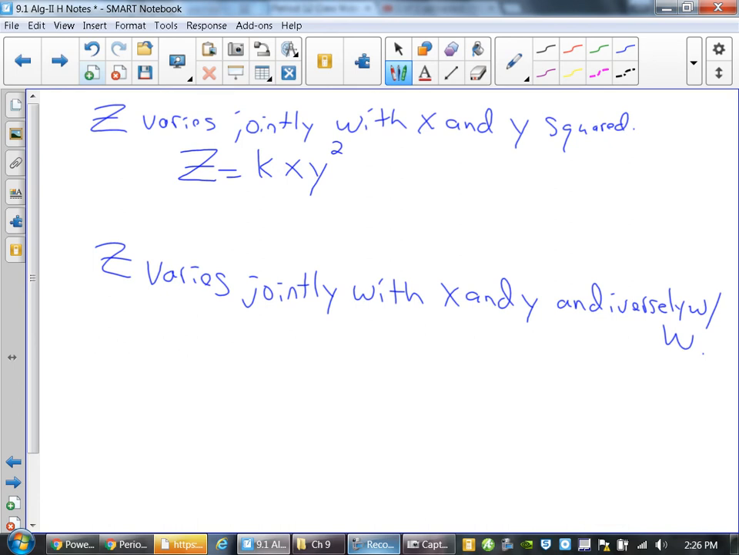Now, z varies jointly with x and y. Yes, ma'am? Is it kxy quantity squared or kx and then y squared? Y squared. So I'll say, if x and y are quantity squared, it would say z varies jointly with the quantity x and y squared, because that's how you put it in parentheses. But if it doesn't, it's just y. The last one there, z varies jointly with x and y and inversely with w.